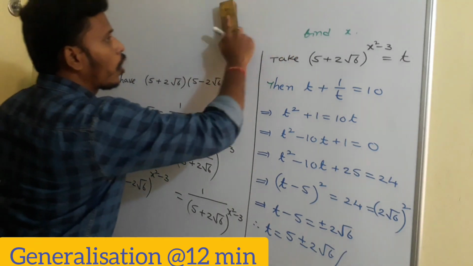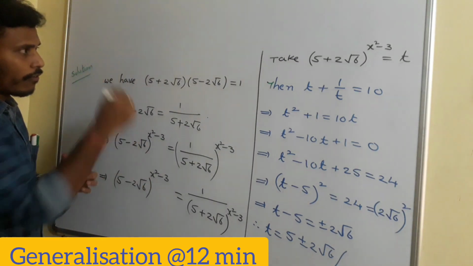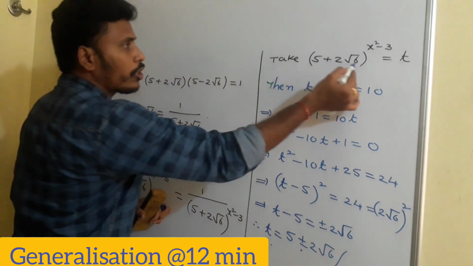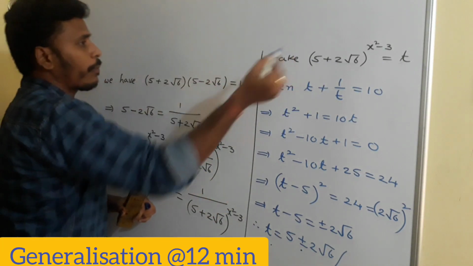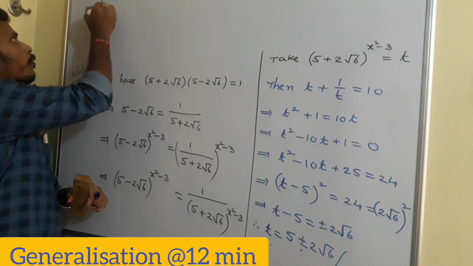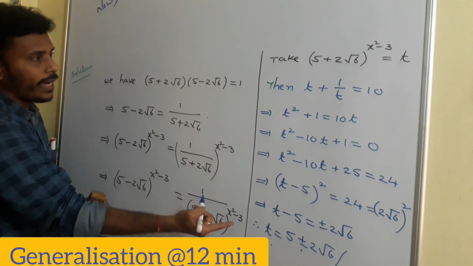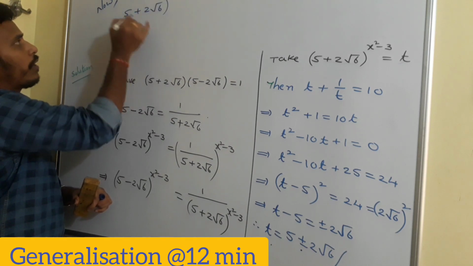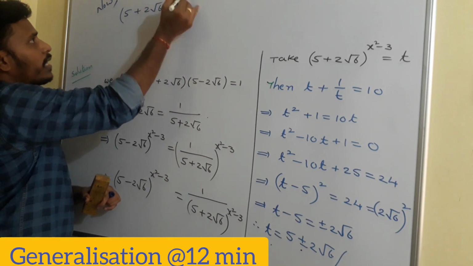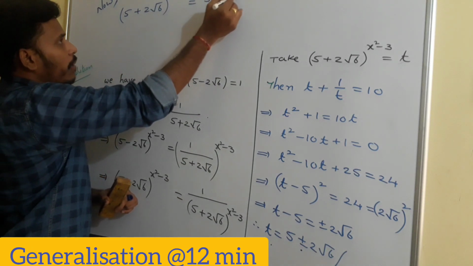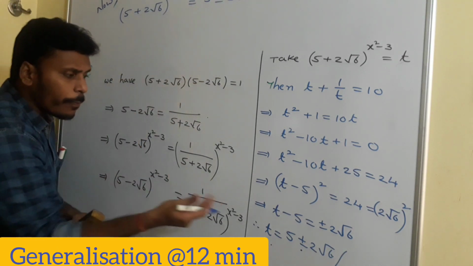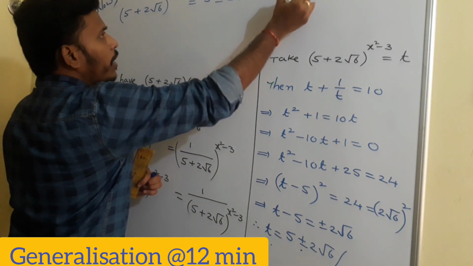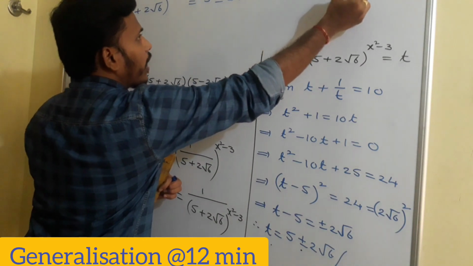See, I am erasing this. I am erasing the question to find the t. Further I will move from there here. See, t is equal to 5 plus 2 root 6. But my supposition is that 5 plus 2 root 6 power x square minus 3 is t. Now, what I need to do? This is my t and that is my supposition. Therefore, 5 plus 2 root 6 power x square minus 3 is equal to 5 plus or minus 2 root 6. What does it mean? It means 5 plus 2 root 6 or 5 minus 2 root 6.